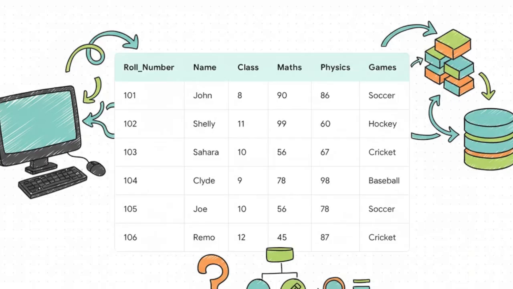So, to make this easy, let's just imagine we have this simple school roster, right? We've got 6 students, their roll numbers, names, grades, you get the idea. It looks really straightforward on the screen, but how does a computer actually build this list, read from it, and keep it all organized? That is the exact problem SQL was built to solve.